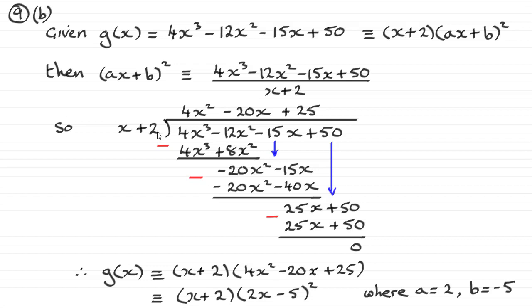Okay, so we take the quotient here, 4x squared minus 20x plus 25, and we can write it in as being multiplied with the x plus 2. And this factorises to 2x minus 5 all squared. Has that form then, ax plus b all squared, where a is 2 and b is minus 5. Okay, so hope you're able to follow that, if it caused any problem.